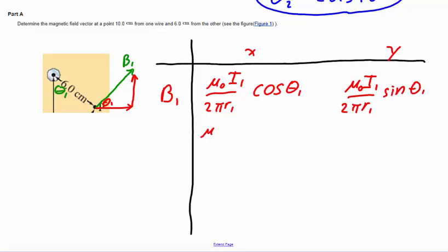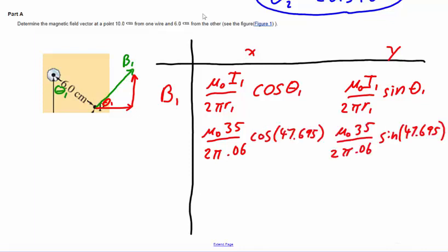We are told in the problem that each wire carries a current of 35 amperes, and that the wire we're currently dealing with has a distance of 6 centimeters from that wire to the point P. Plugging in the actual numbers into both the x and the y components, we get the solutions: 7.853 times 10 to the minus 5 for the x component, and 8.628 times 10 to the minus 5 Tesla for the y component.